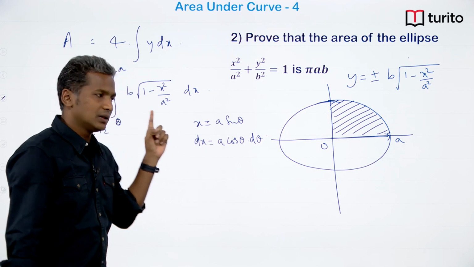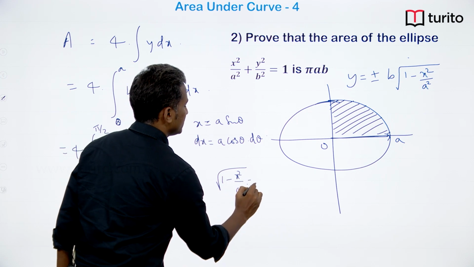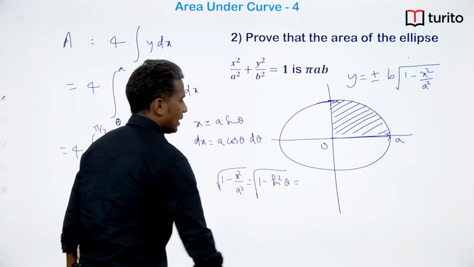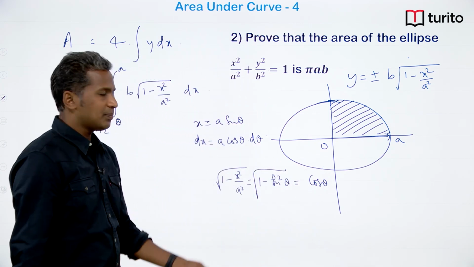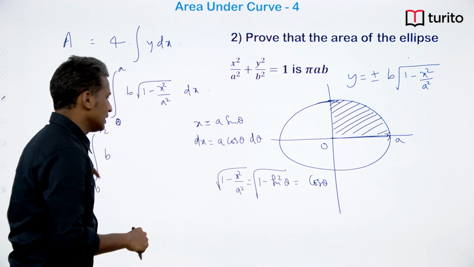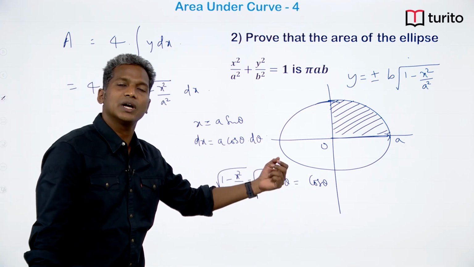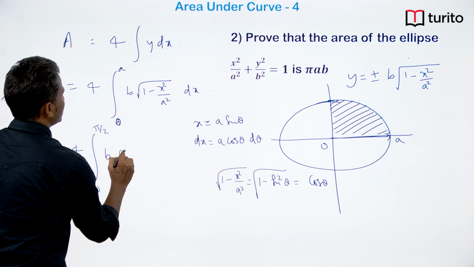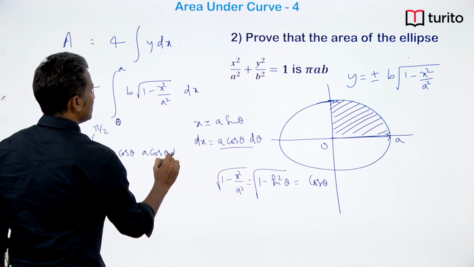Also we need to check this expression, root of 1 minus x square by a square. This will come out to be root of 1 minus sin square theta, and this will be cos theta. Ideally, when we apply square root, we need to put modulus there, but in these limits 0 to pi by 2, cos theta is already positive, so hence I put a plus sign. So we can write this as cos theta into, in place of dx, a into cos theta d theta.